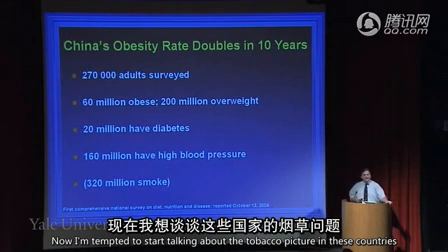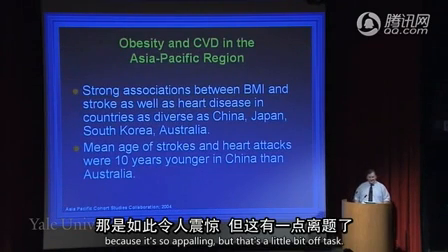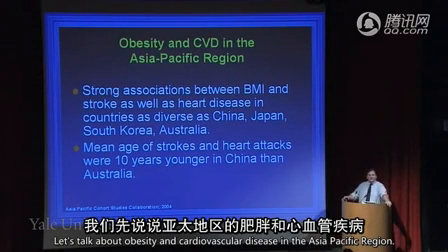Now, I'm tempted to start talking about the tobacco picture in these countries because it's so appalling, but that's a little bit off task. Okay, so let's talk about obesity and cardiovascular disease in the Asia-Pacific region.